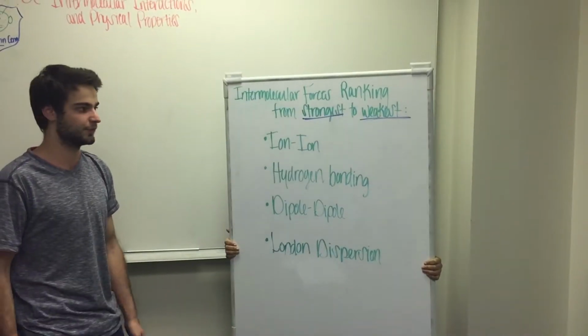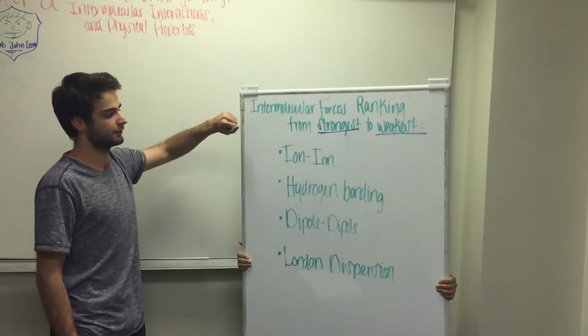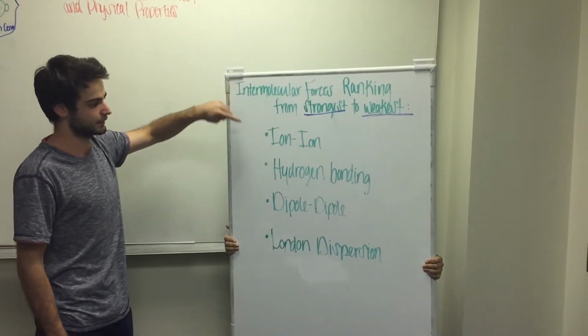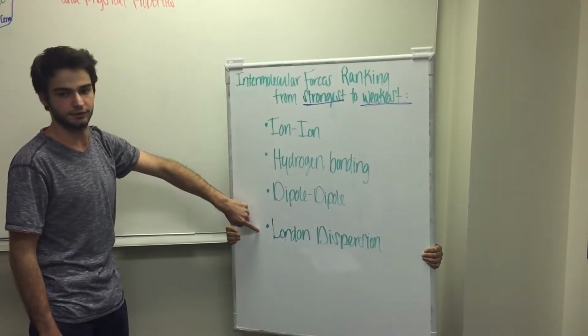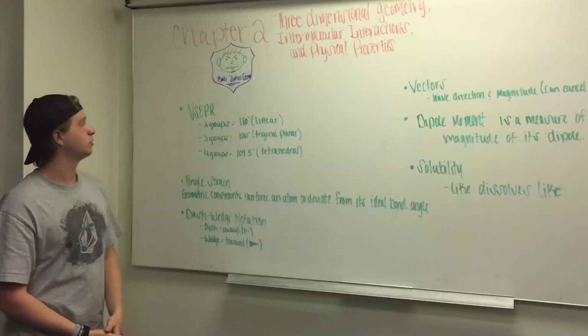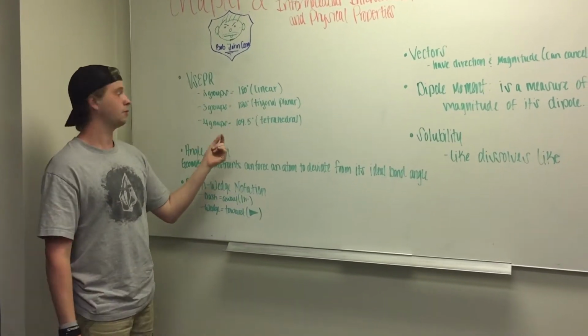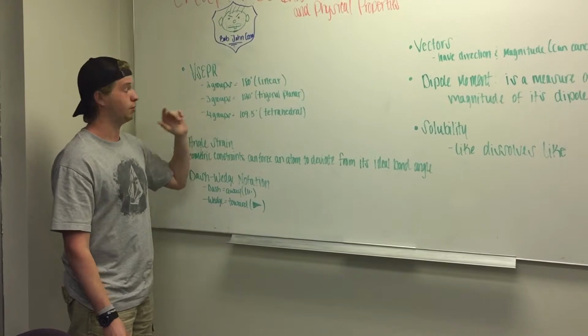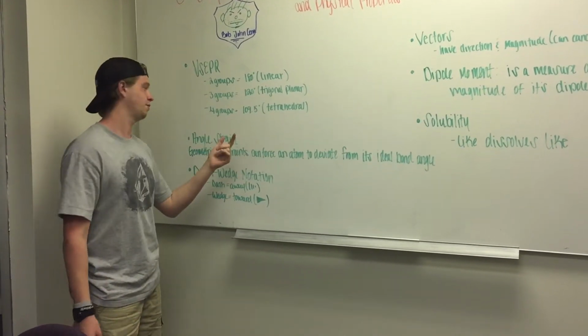Talking about boiling points, we can refer back to this chart. Boiling point is caused by intermolecular forces. From strongest to weakest, ion-ion is the strongest one, and London dispersion forces is the weakest one. Chapter 2. With VSEPR theory, when you have two groups, they'll be separated by 180 degrees. When you have three groups, it'll be separated by 120 degrees. When you have four groups, it'll be separated by 109.5 degrees.